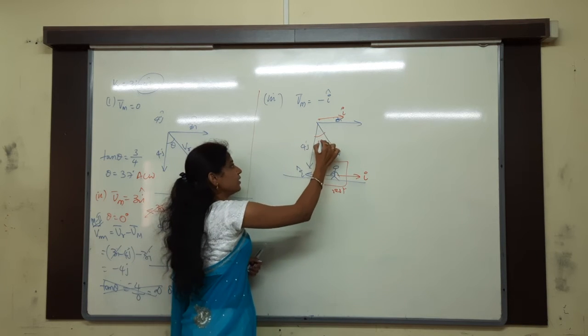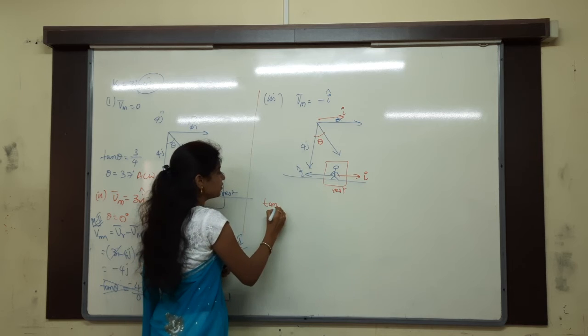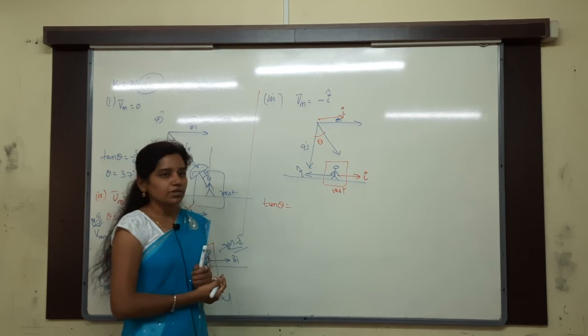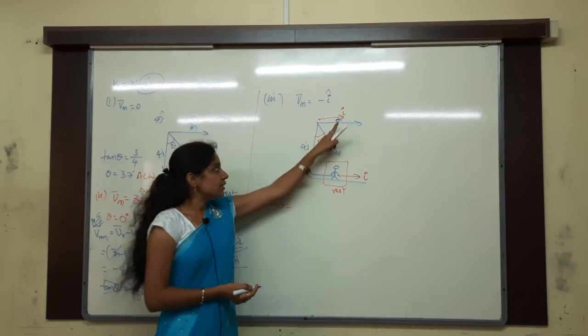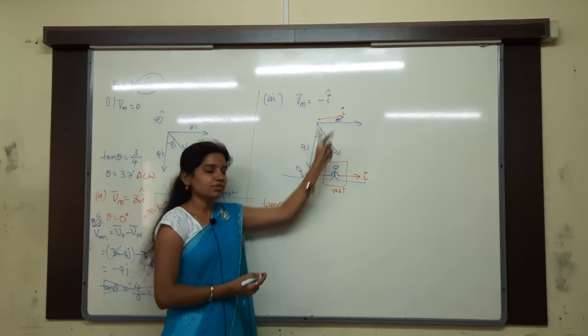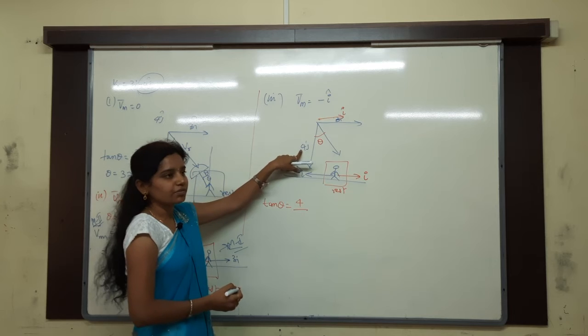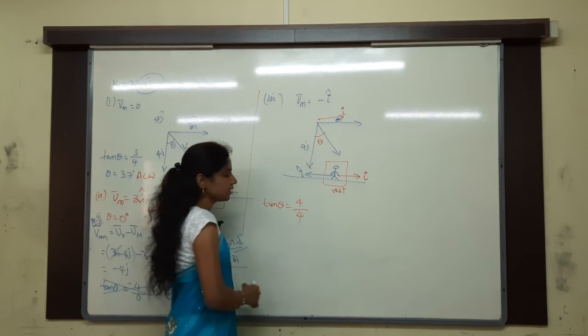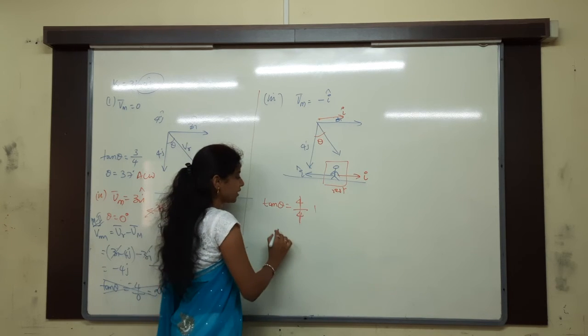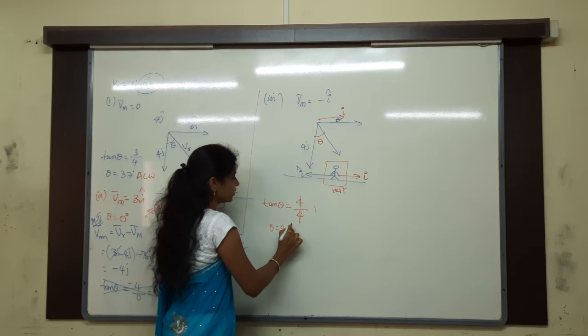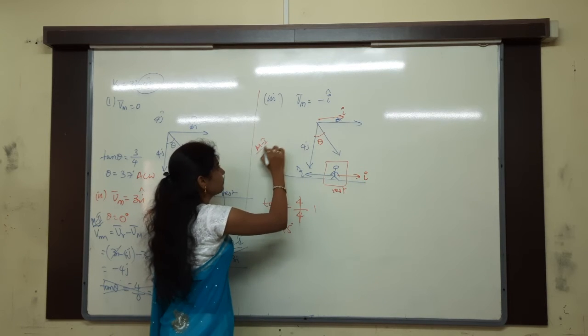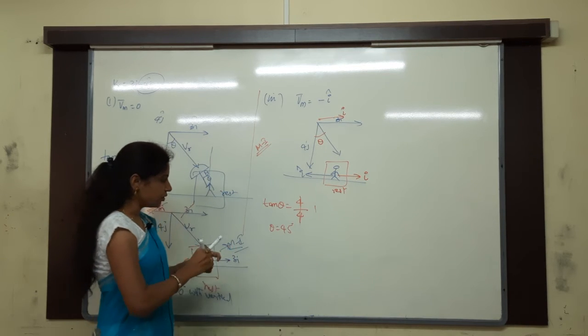Now tan theta is equal to opposite by adjacent. What is the opposite value here? 3i plus i, which is how much? 4i. That is 4, divided by the vertical value, which is 4. Then theta is equal to 45 degrees. Let me take this as method 1. Or, if you want, method 2.